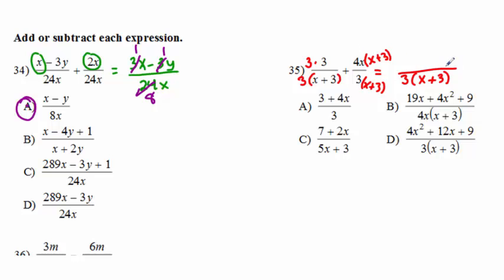So on top of this, I'm going to have 3 times 3, which is 9, and then I'm going to distribute 4x into my parentheses and get 4x squared plus 12x. And so that gives me D. Then I need to scroll down.